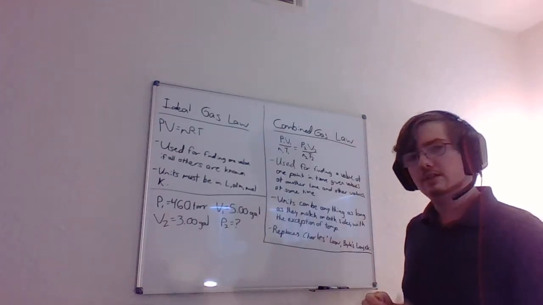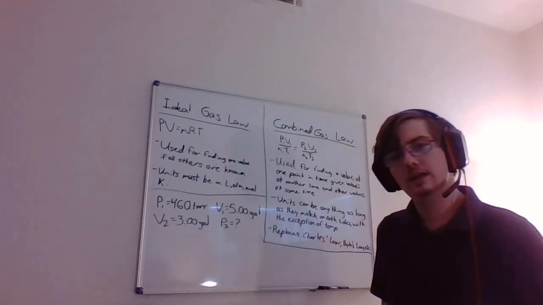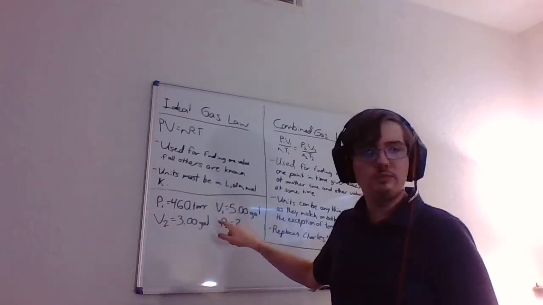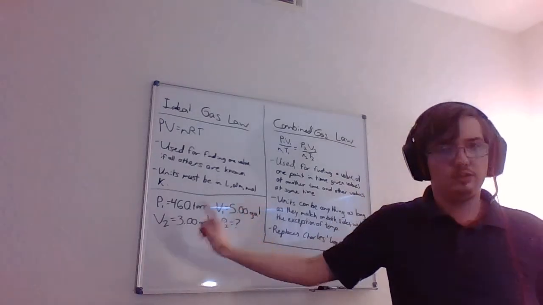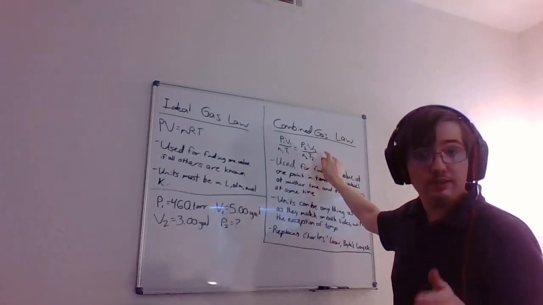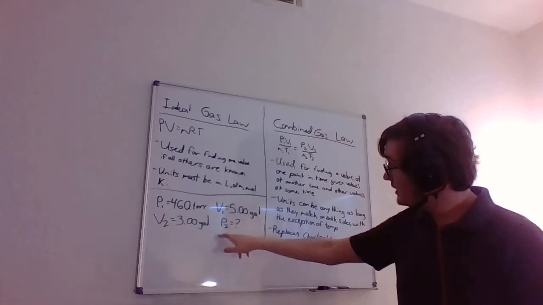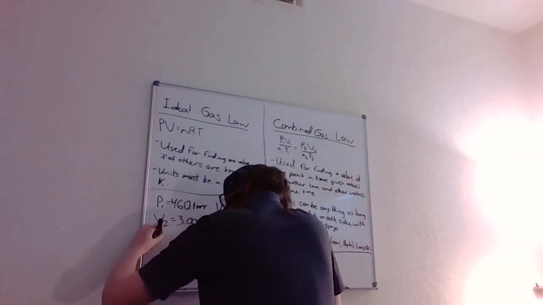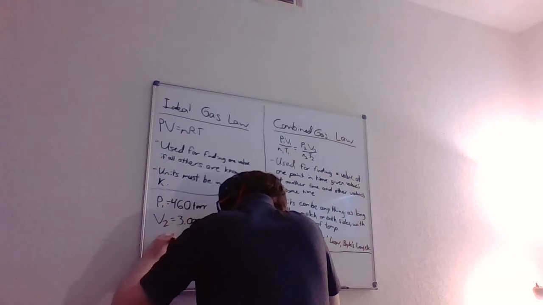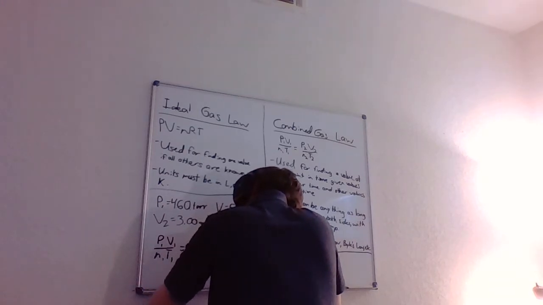But the way you want to think about this on your own is the reason I'm using the combined gas law is because of the word change, right? It said if the volume changed from 5 gallons to 3 gallons. Because there's a change, you use the combined gas law. If there wasn't a change, you'd use the ideal gas law. There is a change, so we're using the combined gas law, meaning let's write that out. P1V1 over n1T1 equals P2V2 over n2T2.